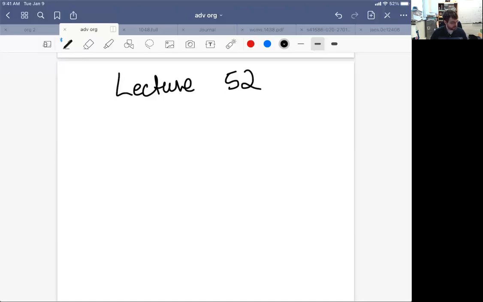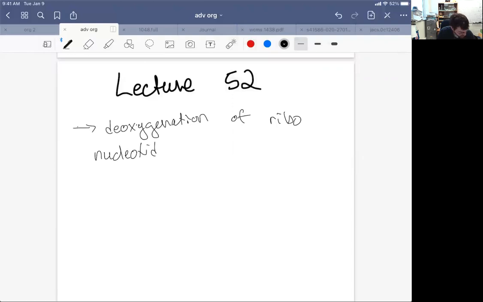So in this lecture, we're going to just quickly look at what happens when we deoxygenate ribose. And so let's do the deoxygenation of ribonucleotides. So if you recall, we need to lose the oxygen atom at that 2 position. The 2-deoxy sugar will then give rise to our deoxyribonucleic acids that we use to make DNA.